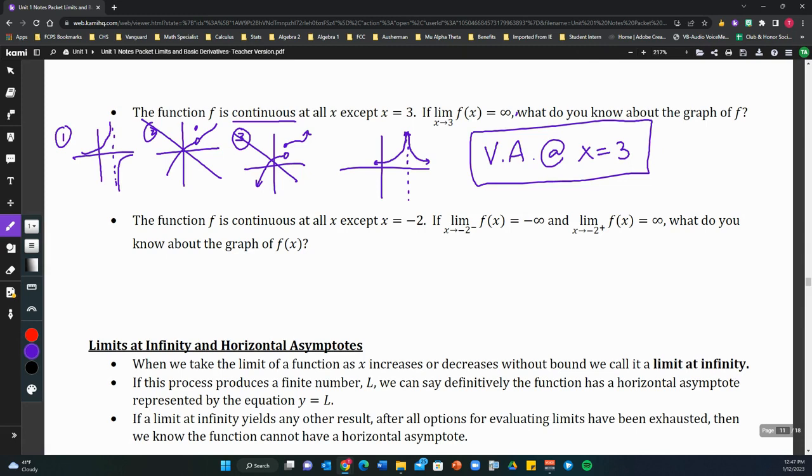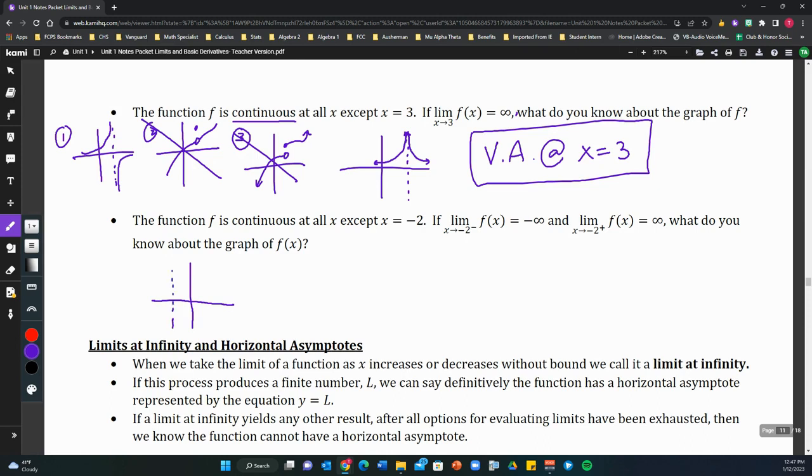Okay, now for this next one, the function f is continuous at all values of x except x equals -2. So again, we're exploring this same idea. Which one of these three do we know about? For this one, it says the limit as x approaches -2 from the left side of f of x is negative infinity, but from the right side of -2, it's positive infinity. If you think about the discontinuities, again, it can't be the second or the third option. It's got to be the first one, but now this graph would look slightly different.